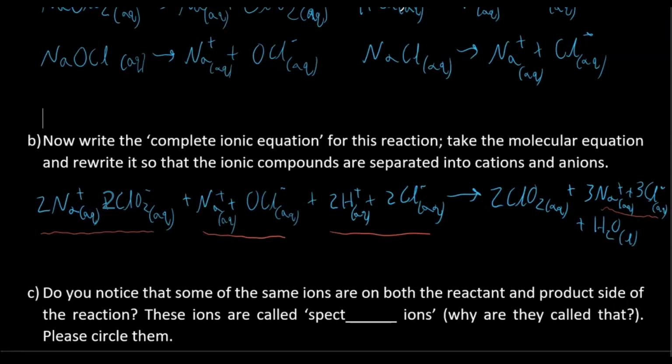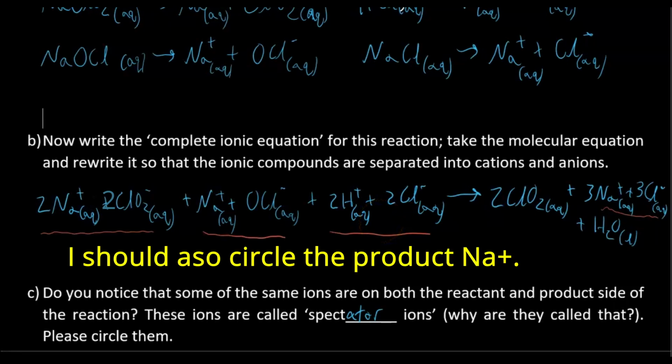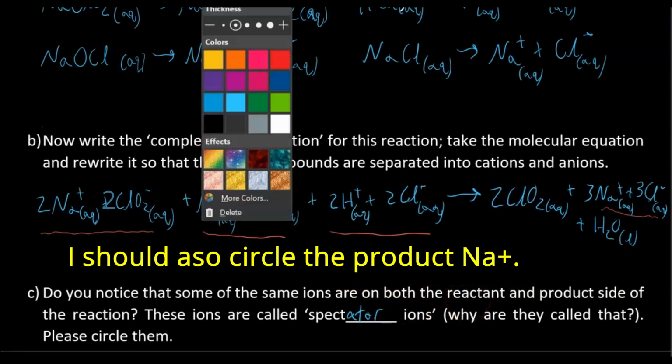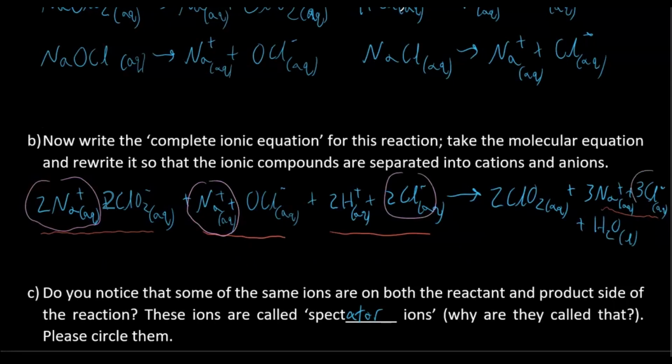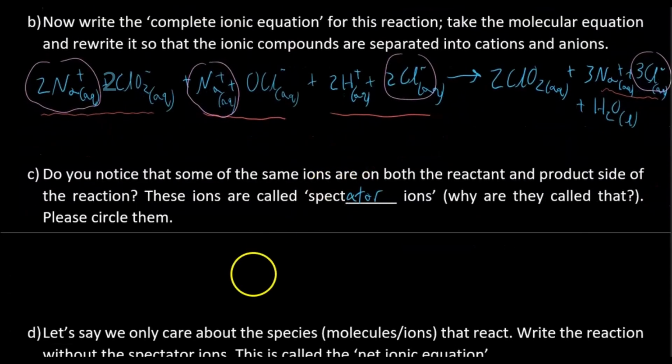So because of that, they are called spectator ions. And they're called that because in a way you can think of them as observing the reaction but not participating in it. Okay, so we'll circle them. Let's circle them here. So there's sodium, chloride. There we go. So we circled them, that's done.